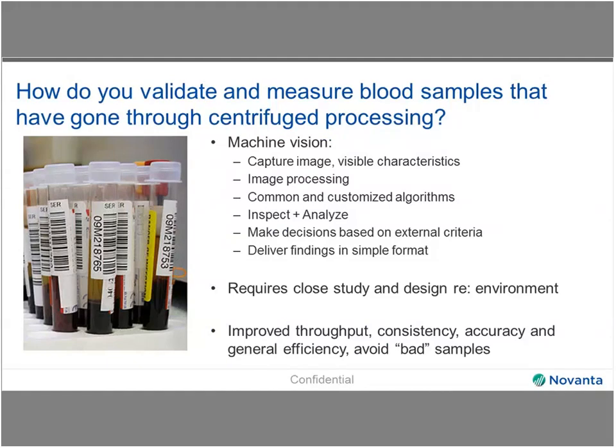Let's take a look at just how do you validate and measure blood samples that have gone through centrifuge processing, and the essential answer is machine vision. Machine vision uses processing based on common and customized algorithms to inspect and analyze visible characteristics, make decisions based on absolute criterion which can be stored internally but traceable to external standards, and then deliver these findings in simple format to the host or system controller.